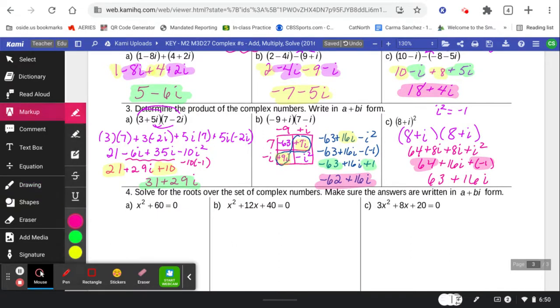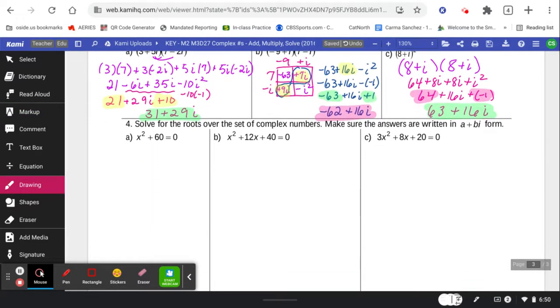There's my complex answer with both the real and imaginary parts in a plus bi format. Okay? All right, again, the final one, I want you to pause this and really dig deep. Can you solve by square roots? Can you solve by completing the square? Can you solve using the formula? Pause it, try it. Okay, let's see how you did.